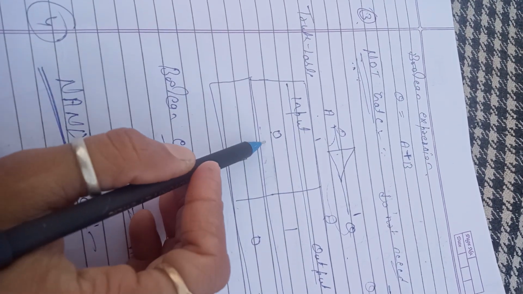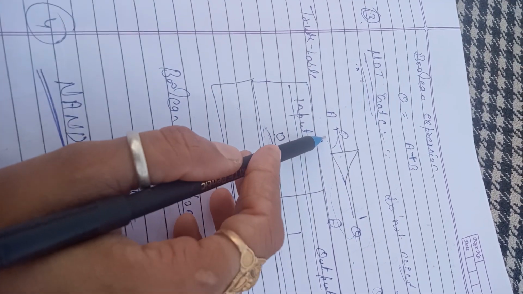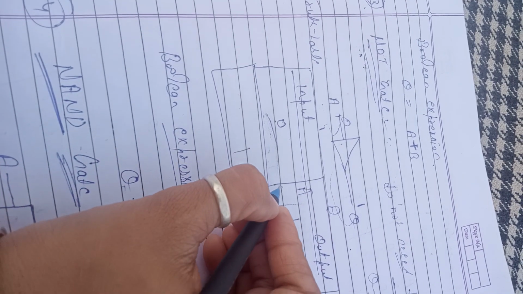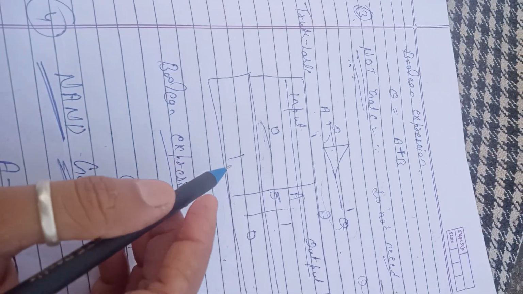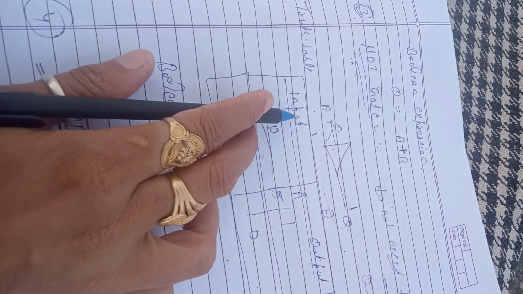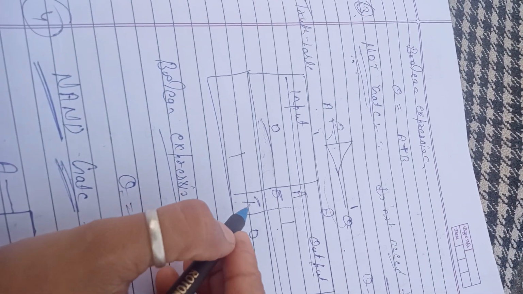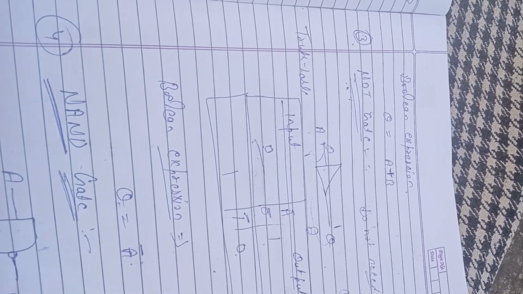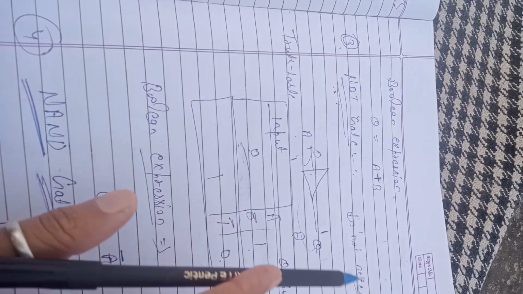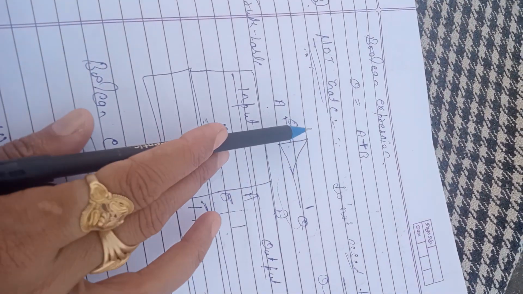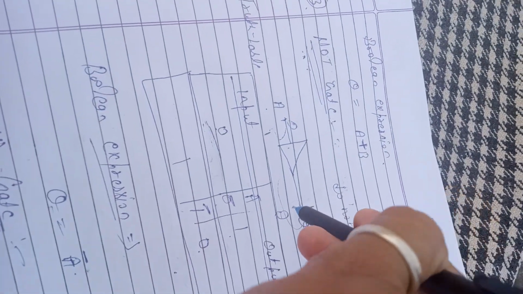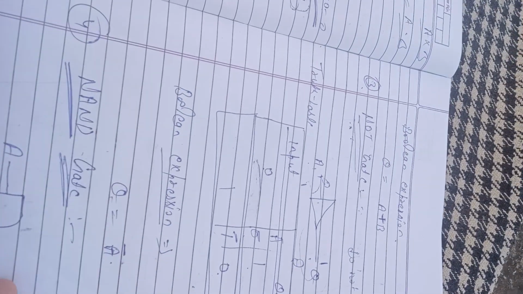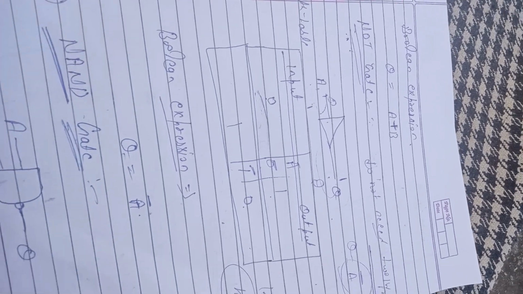This is the input 0. When we apply 0 input, it gives the output A bar is equal to 0 bar, and 0 bar is equal to 1. When the input is 1, 1 bar is equal to 0, so the output is 0. It means the output is the reverse of the input. When we apply 0, it gives 1. When we apply 1, it gives the output 0. This is the reverse of the input.